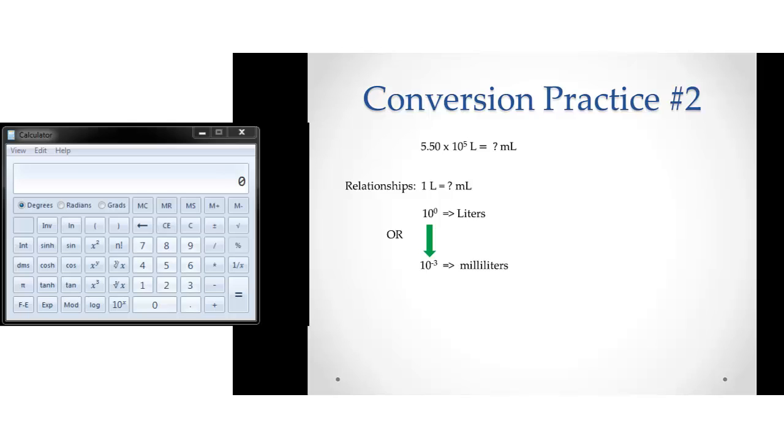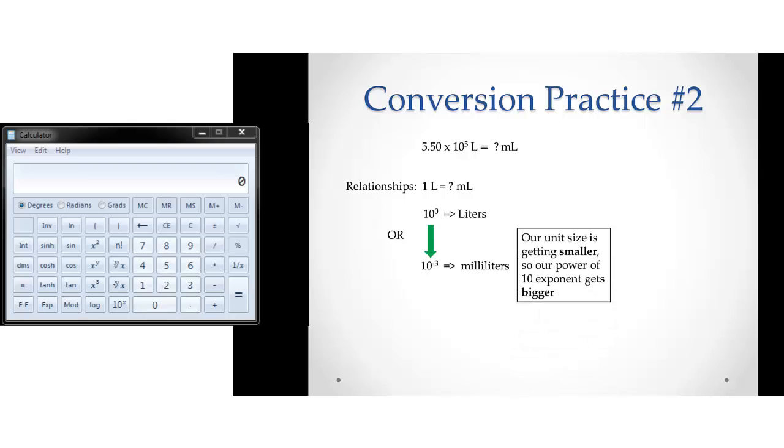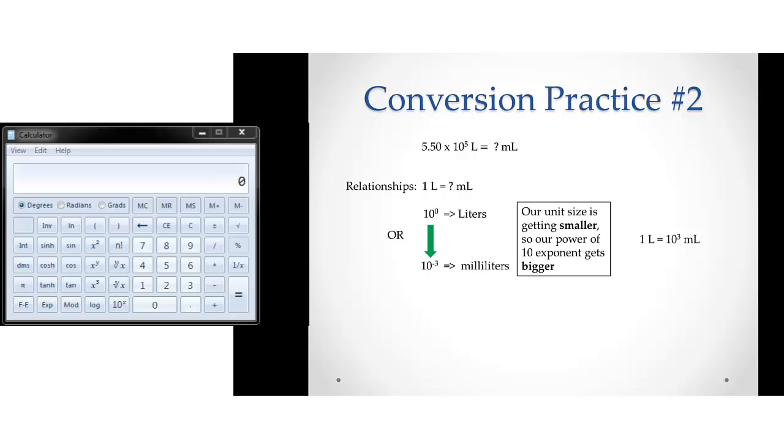Now we look at our units and determine if our unit is getting larger or smaller from the conversion. Since our unit size is getting smaller, going from liters to milliliters, our power of 10 exponent gets bigger. Since we are going in 3 steps and need to get bigger, milliliters is given 10 to the power positive 3. So our conversion factor is 1 liter equals 10 to the power of 3 milliliters.